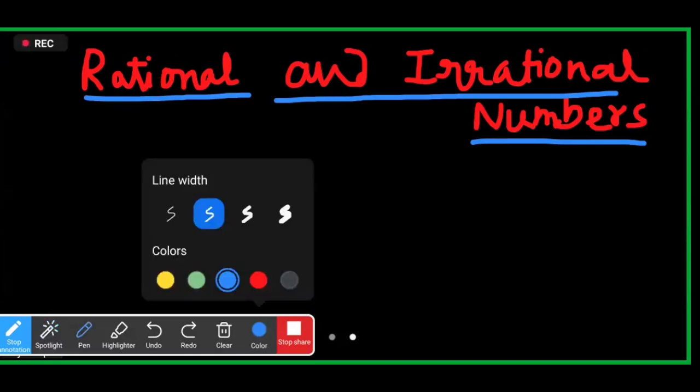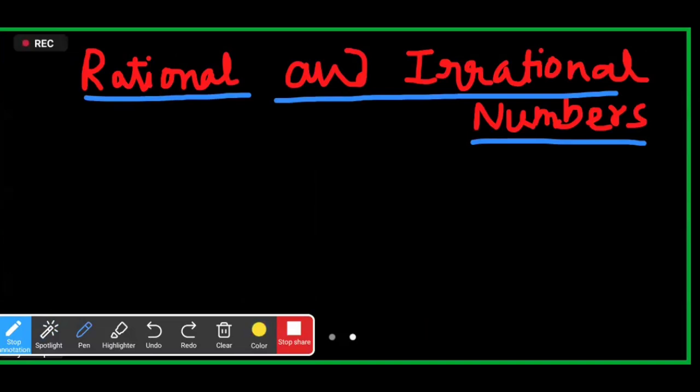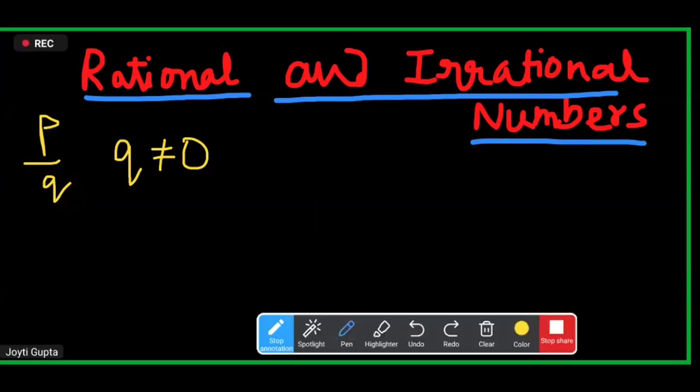Let's get started. Okay, so a rational number means any number that you can write in the form of p by q, where q is not equal to 0. As we already discussed, the denominator cannot be 0 for a rational number. So if I take any natural number, suppose 2, you can write 2 as 2 by 1. That means you can write it in the form of p by q, so 2 is a rational number. So any natural number is a rational number.